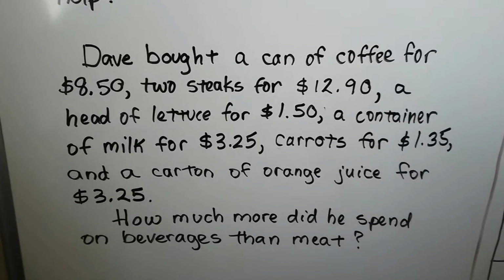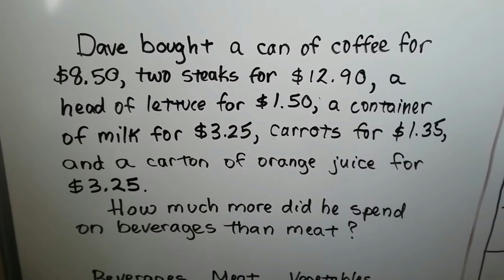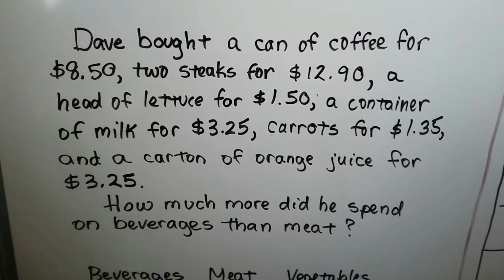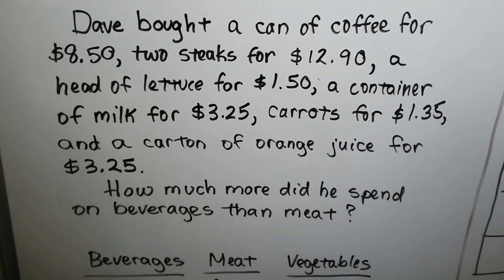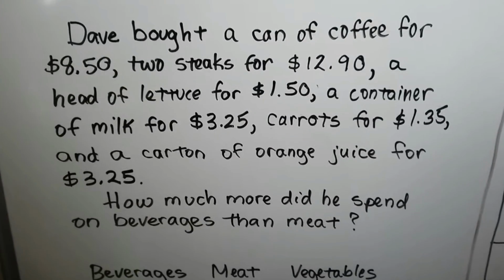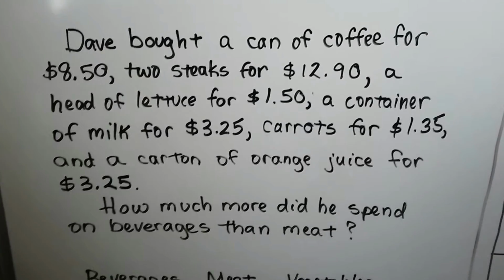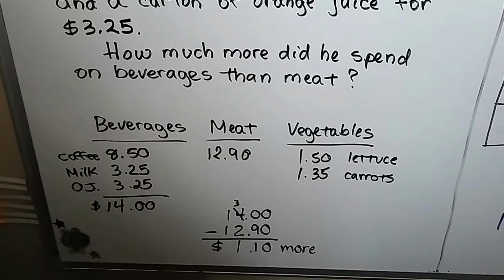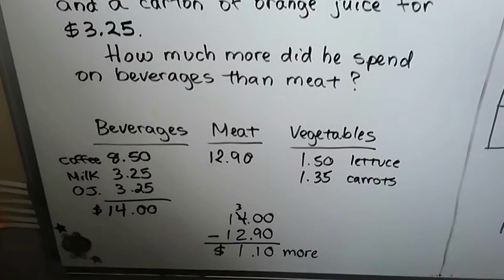Dave bought a can of coffee for $8.50, 2 steaks for $12.90, a head of lettuce for $1.50, a container of milk for $3.25, carrots for $1.35, and a carton of orange juice for $3.25. How much more did he spend on beverages than meat? So this is a little hard to see because it's all in a paragraph. If we put it into a list and split it into beverages, meat, and vegetables, it's easier to solve the problem.